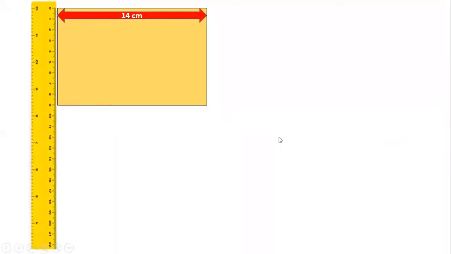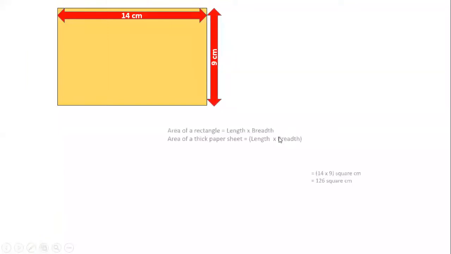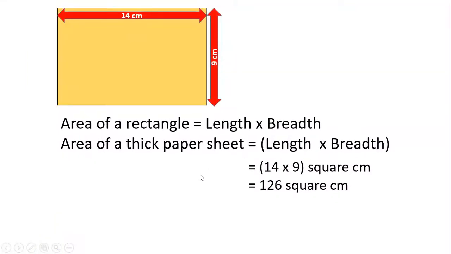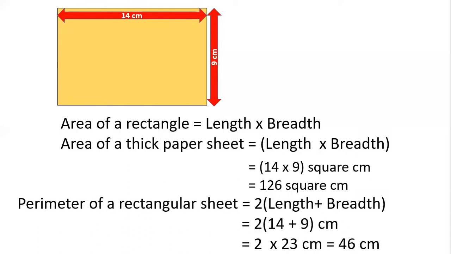Look at this postcard, 14 centimeters and 9 centimeters. Area 126. Sir, while sticking the postcard, our belt will become smaller and smaller. Let us see. So area and perimeter both I mentioned here.